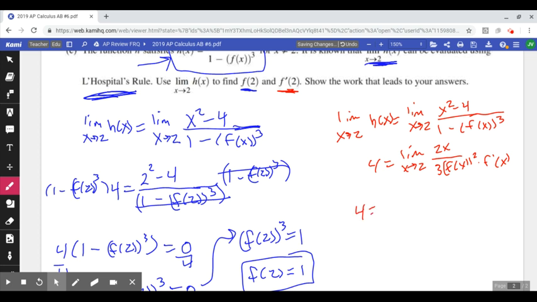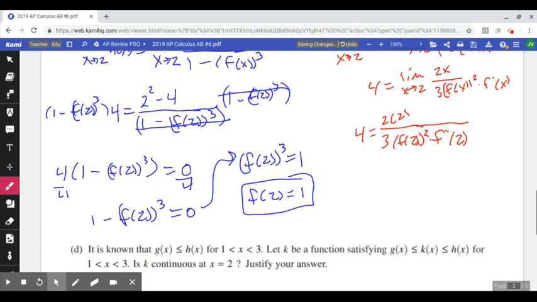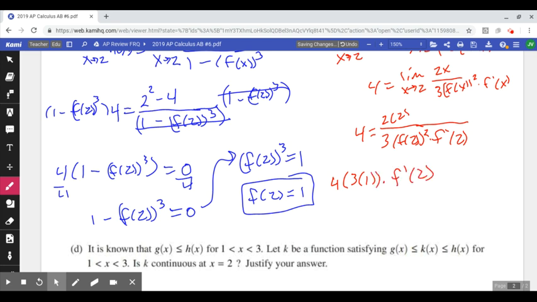And then what we'll do here is we'll actually substitute that 2 in. So we'll have 2 times 2 over 3 times f at 2 squared times f prime at 2. The next step to solve, we're going to multiply by the denominator on each side. So we'll have 4 times 3 times f at 2 squared, which, by the way, f at 2 happens to be 1. So we could actually sub that in, and that's going to be 1 squared, or 1, times f prime at 2. And then we've got that equal to 4 here.